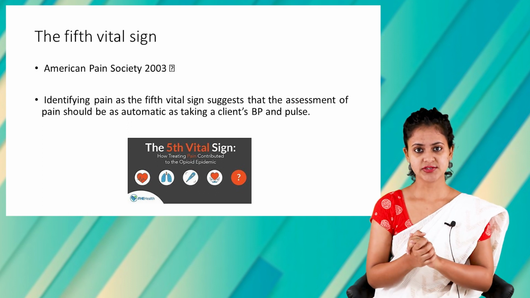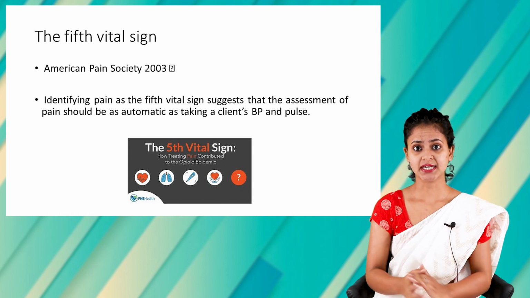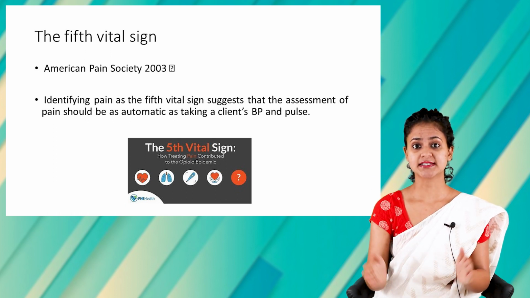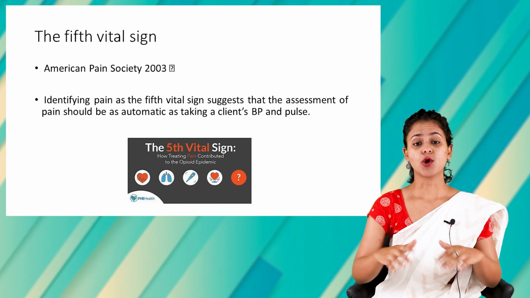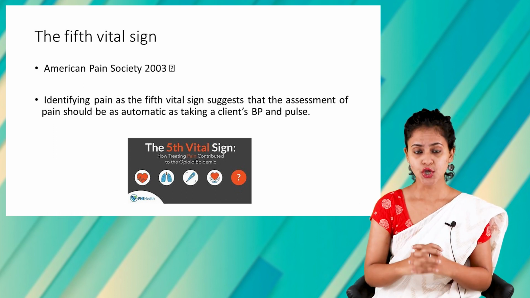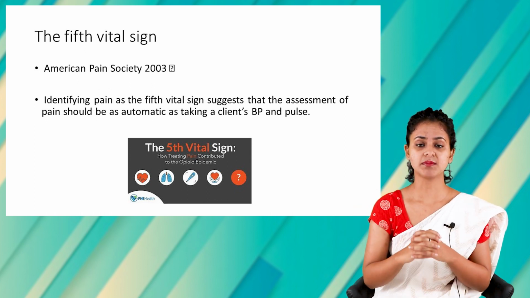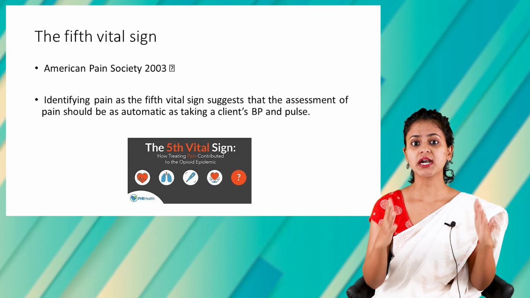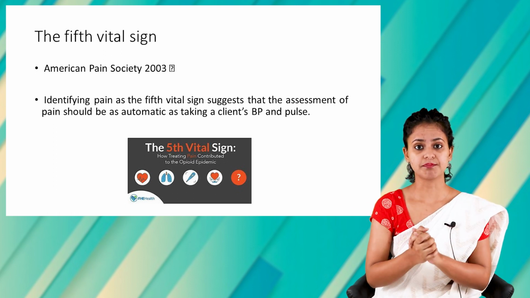In 2003, the American Pain Society announced that pain should be considered the fifth vital sign for every individual. The assessment of pain should be as automatic as assessing blood pressure and pulse for an individual patient.